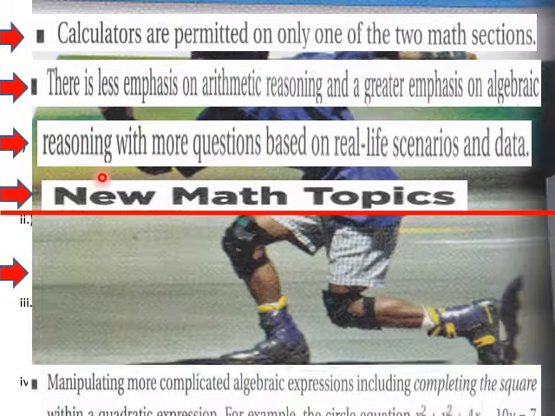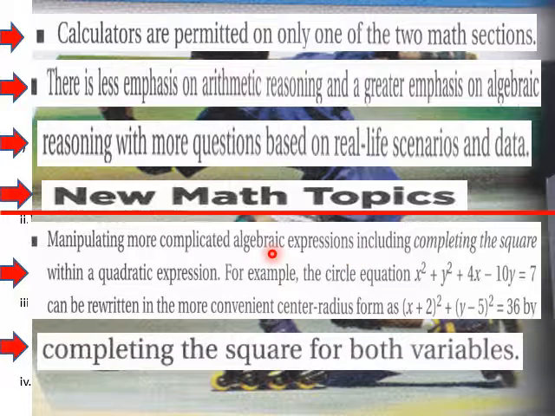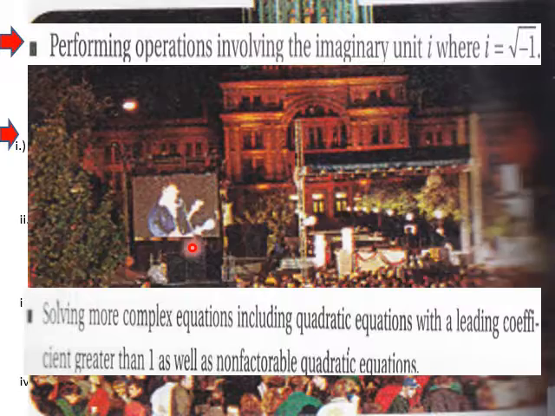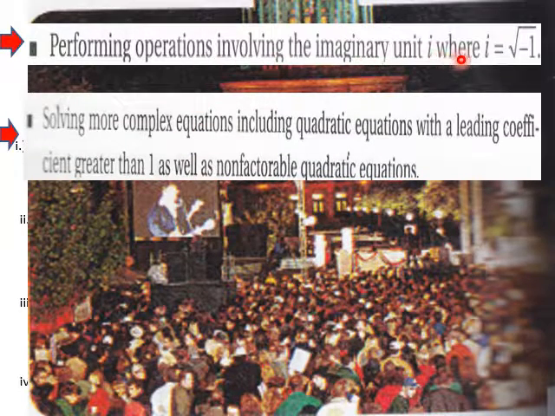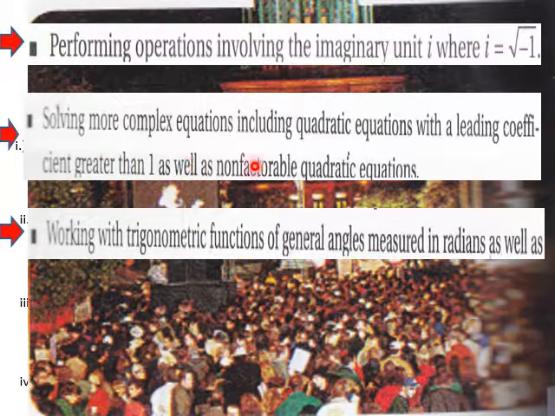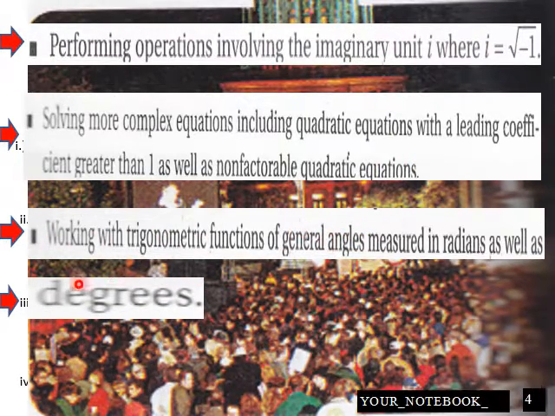The new math topics are manipulating more complicated algebraic expressions. Completing the square for both variables will be an example of this. So that would be one area that you would have to prepare to probably do well on this math SAT. Performing operations involving the imaginary unit i, where i is the square root of -1. Solving more complex equations, including quadratic equations with a leading coefficient greater than 1, as well as non-factorable quadratic equations. Working with trigonometric functions in radians as well as degrees.